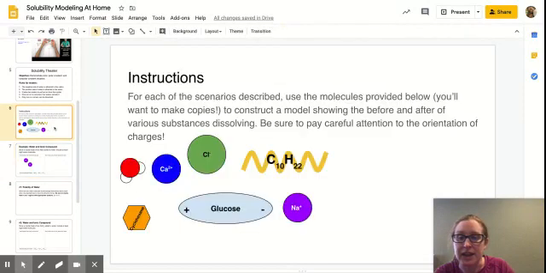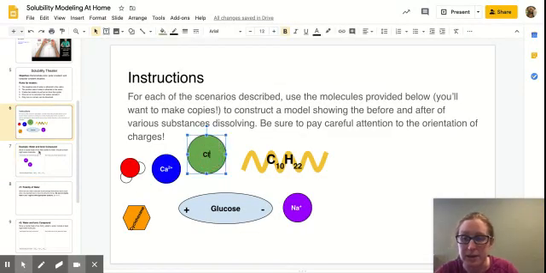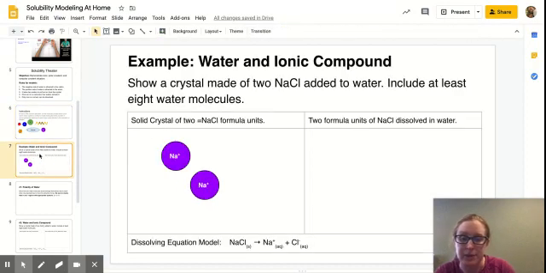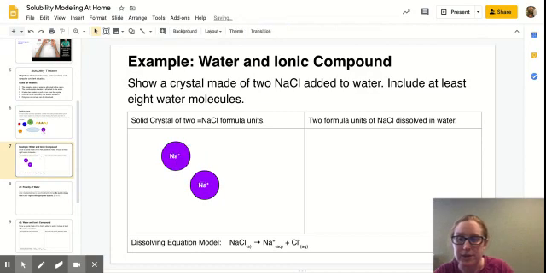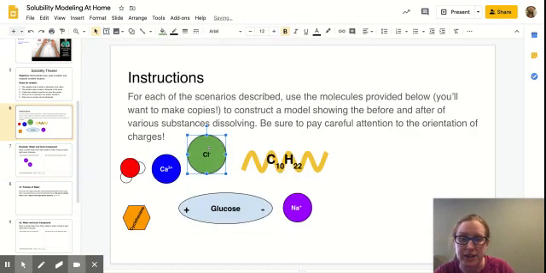And then I need a Cl, so I'm going to copy and paste that. And let's just, oops, could have sworn I copied the Cl. Let's try that again.